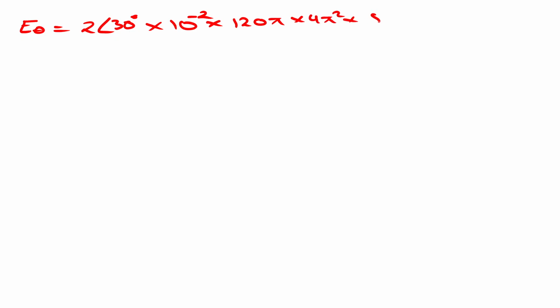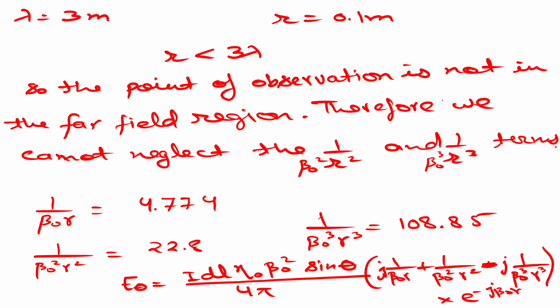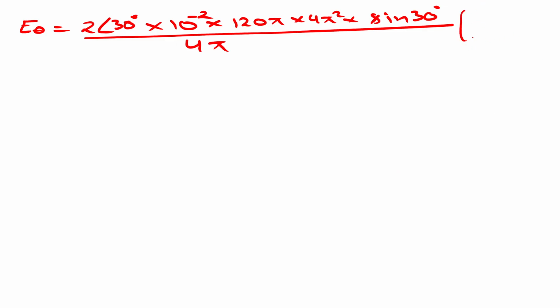So now when we calculate it, we know what I is. It is given as 2 with angle 30 degrees in phasor form, and dl is 1 centimeter, eta naught is 125 for free space, and beta naught comes out to be 4 pi square, and sine theta is sine 30 degrees, divided with 4 pi. These values we have already calculated: 1 by beta naught r, 1 by beta naught square r square, and 1 by beta naught cube r cube. So I will just directly note down these values here.